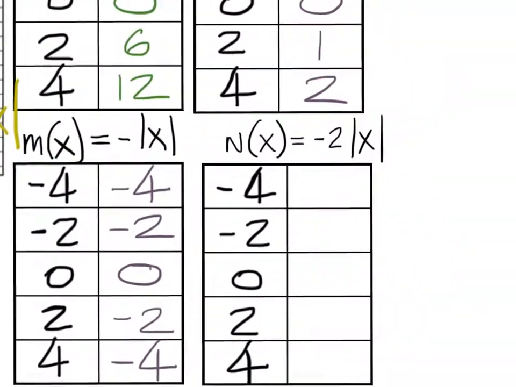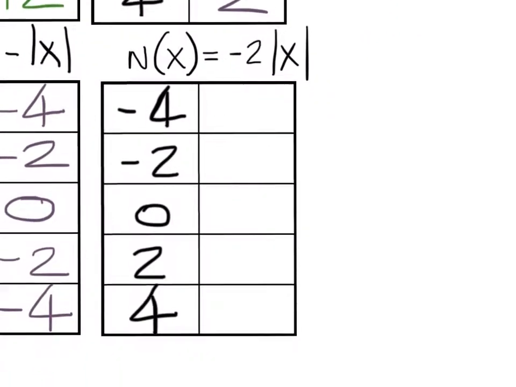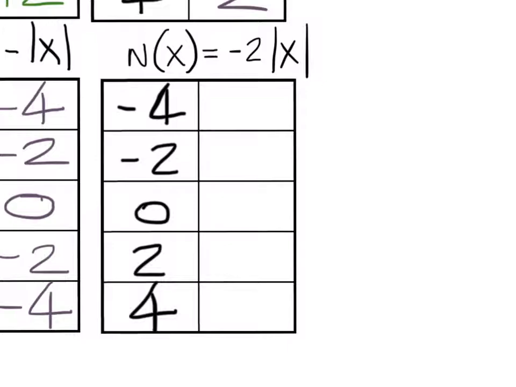We'll go down here to negative 2 times the absolute value of x. If I plug in, let's see, we'll make this one that color. If I make this one negative 4, if I put in a negative 4, what do I get back? I get a negative 8. If I plug in a negative 2, what do I get back? Negative 4. What about 0? And 2? Negative 4 and 4? Negative 8.